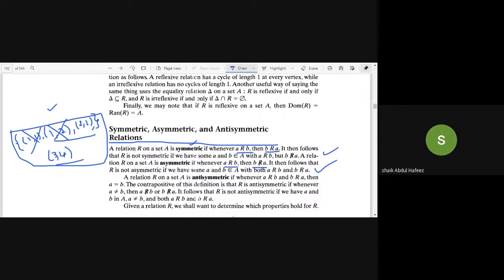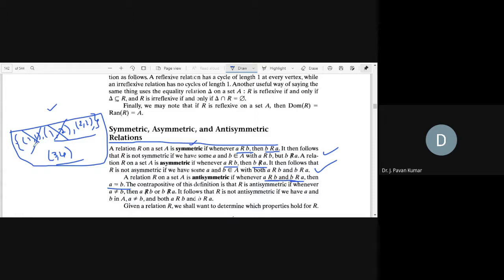Okay. Next, consider antisymmetric. The name indicates that it is somewhat related to symmetric, right? So how is it related? If A is related to B, then B is related to A. If these two conditions are satisfied, then A must be equal to B. Then only this kind of symmetric pair should be present.